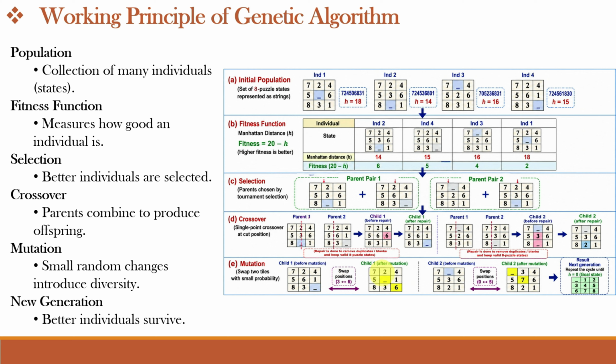These new children form the next generation, and then the same cycle of fitness evaluation, selection, crossover and mutation is repeated again and again until the algorithm eventually reaches the goal state with Manhattan distance equal to 0. I hope it is clear.